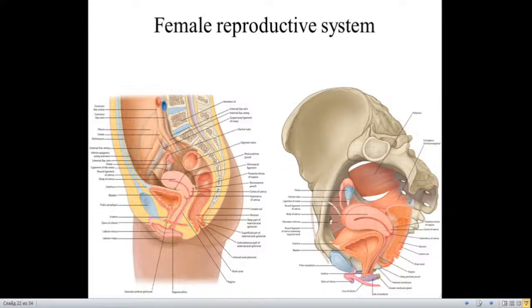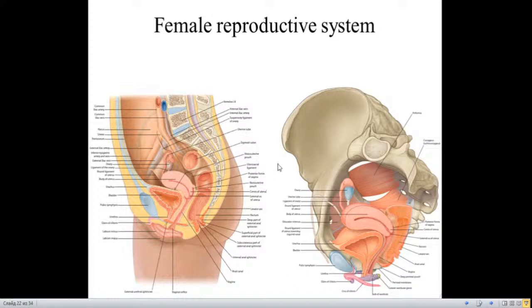Next part of our lecture is about the female reproductive system. Similar to the male genital system, female reproductive organs can be subdivided into two types as well: internal and external organs. So let's name the internal ones. They are the ovary, uterine tube, uterus, and vagina.